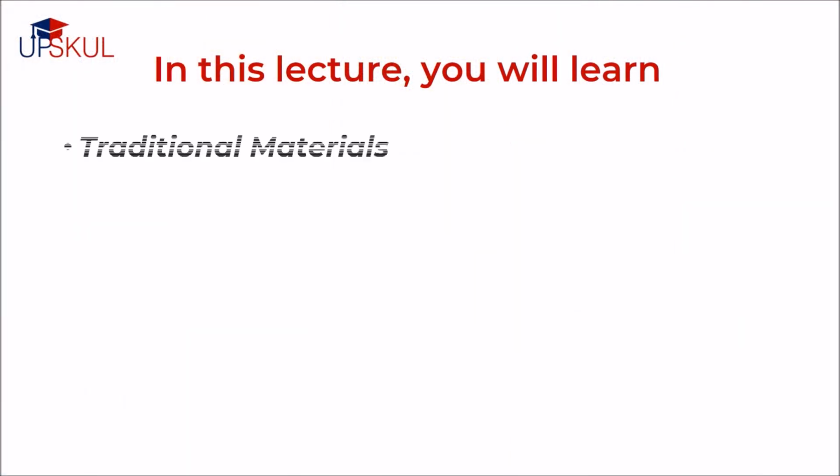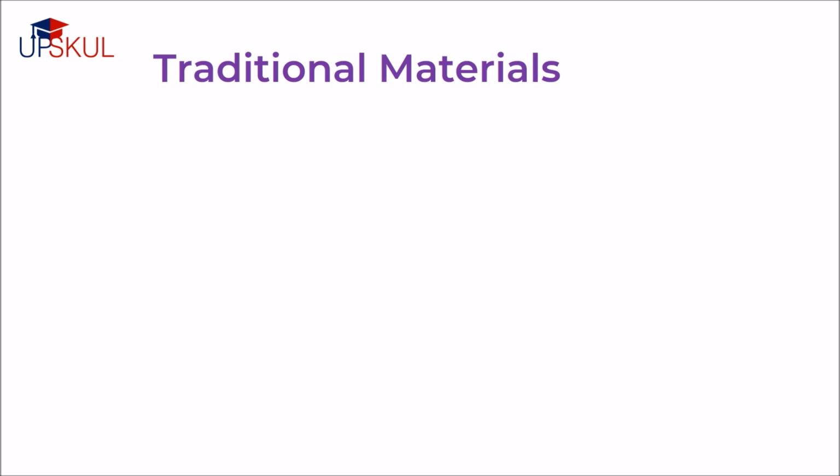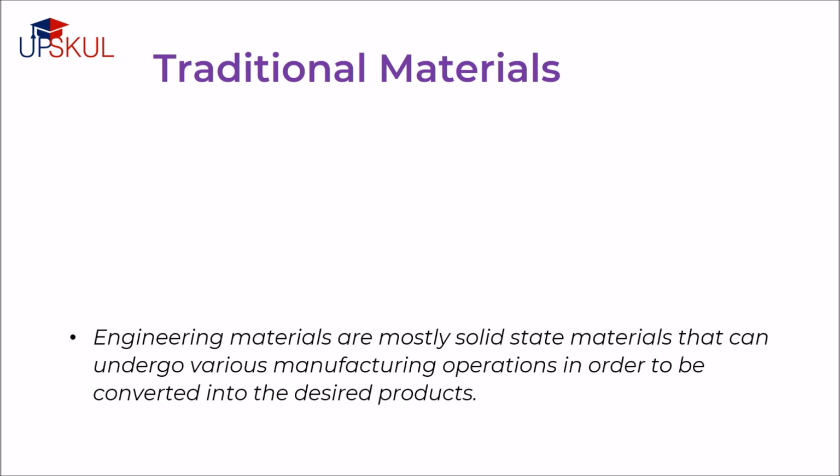We will first have a quick revision of the traditional materials that we have learned in our engineering books. Then, we will move on to the modern materials and their subcategories. Engineering materials are mostly solid-state materials that can undergo various manufacturing operations in order to be converted into the desired products.